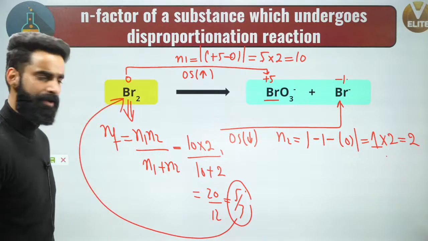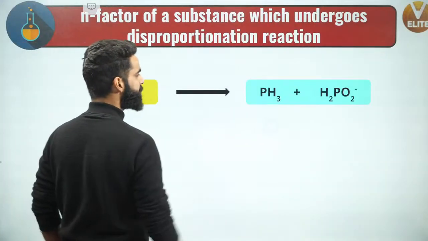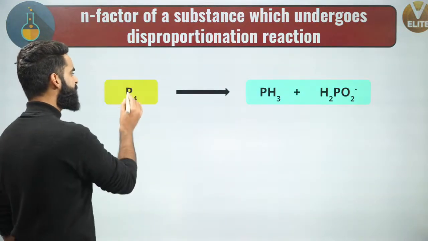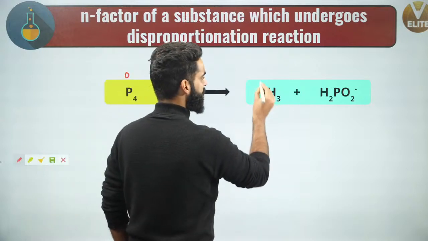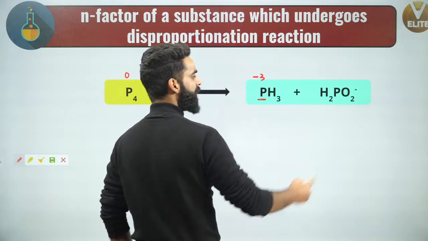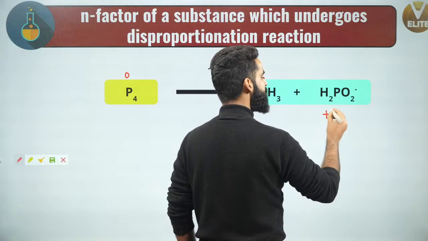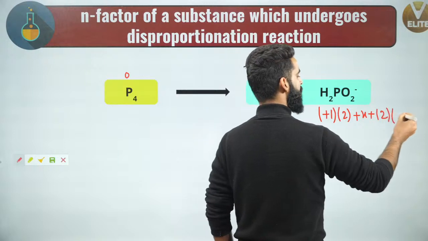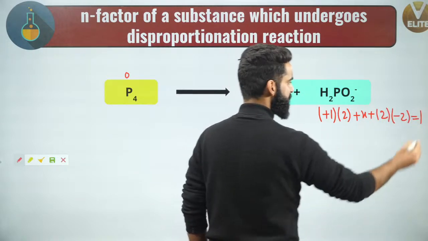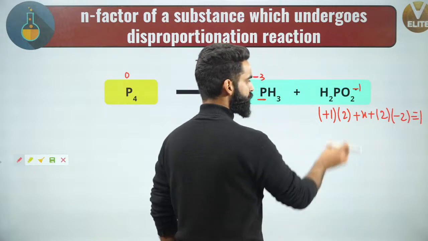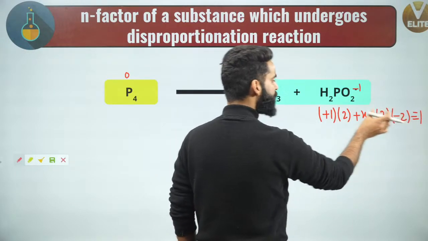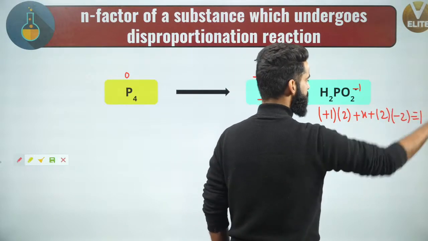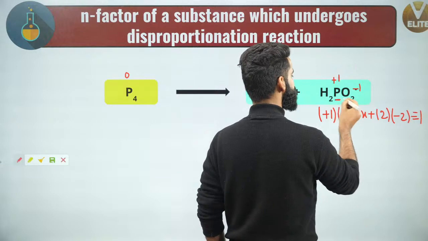Let me give you one more example, guys. This is one more example which I have right here. P4, its oxidation state here is 0. In PH3, the oxidation state of phosphorus is -3. What about the oxidation state of phosphorus here? It's going to be +1 multiplied by 2, plus x, plus 2 multiplied by -2, equal to -1, because the charge present on it is -1. So it's going to be +2 minus 4, that means -2. So x plus (-2) equals -1, so x is going to be +1. The oxidation state of phosphorus here is +1.